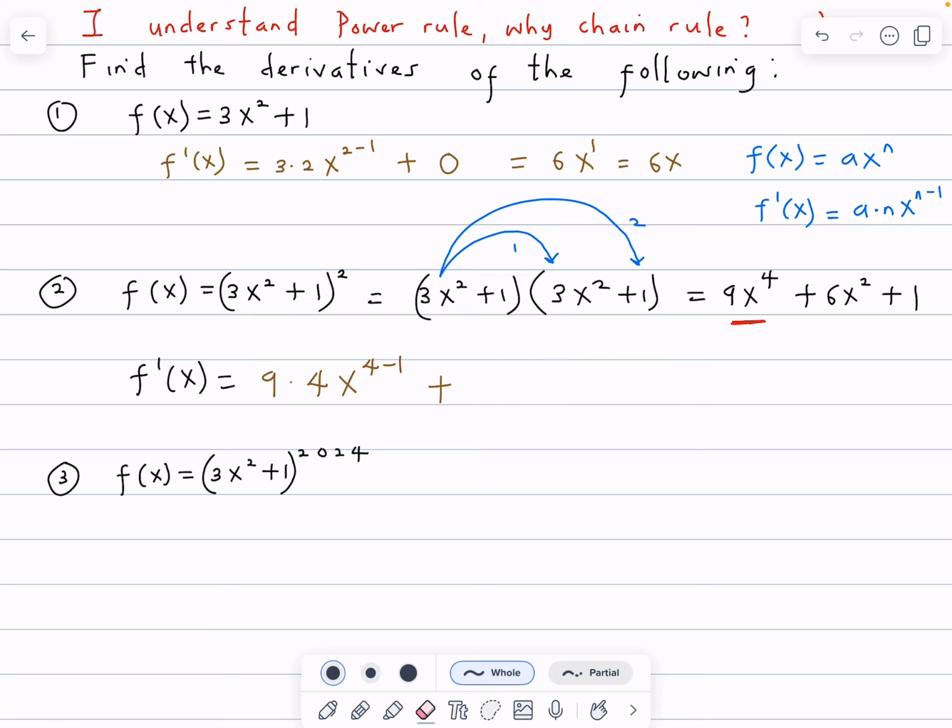For the second term, which is 6x squared, using the power rule, I have 6 times 2, x to the power of 2 minus 1, plus the derivative of 1. 1 is a constant, and the derivative of a constant is 0. If I simplify this, I get 36x to the power of 3 plus 12x, and that's it. So that's the derivative of that one.